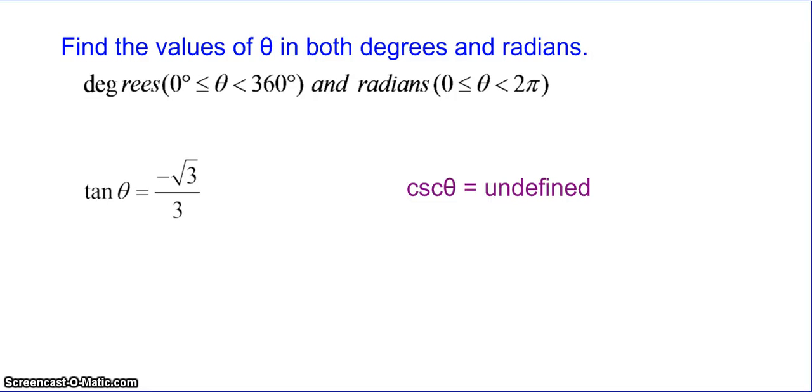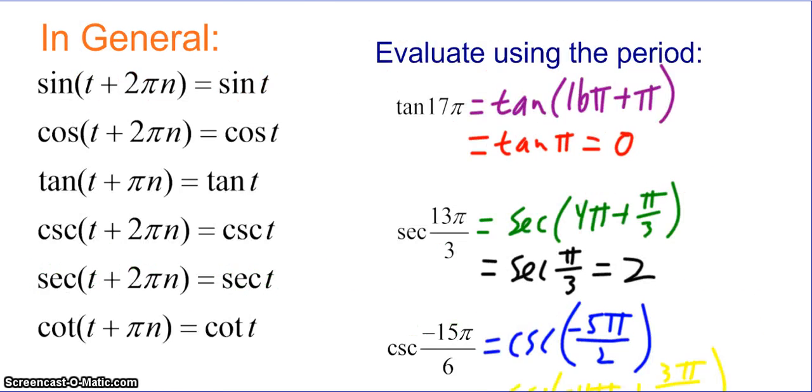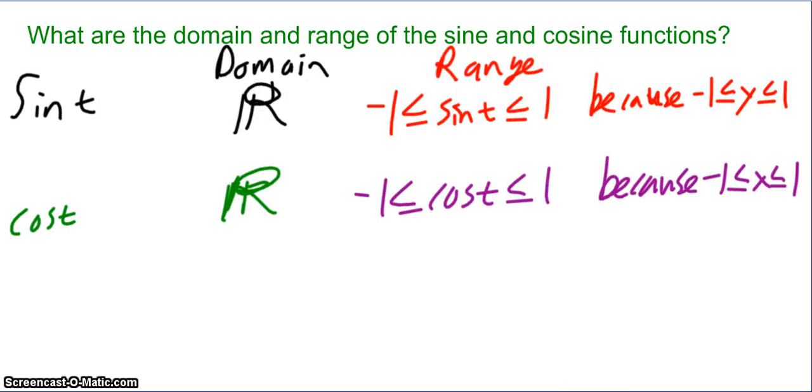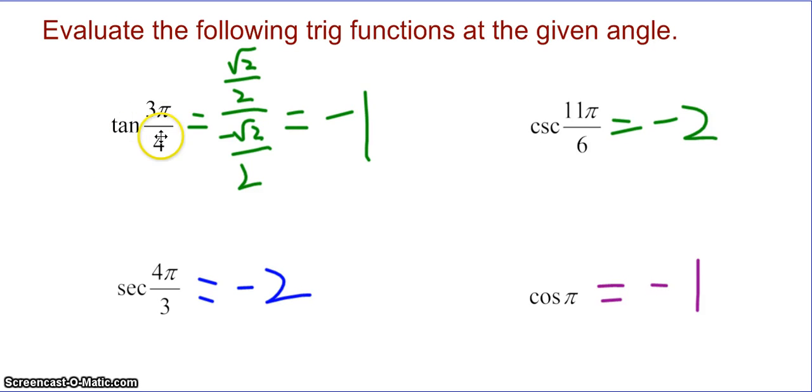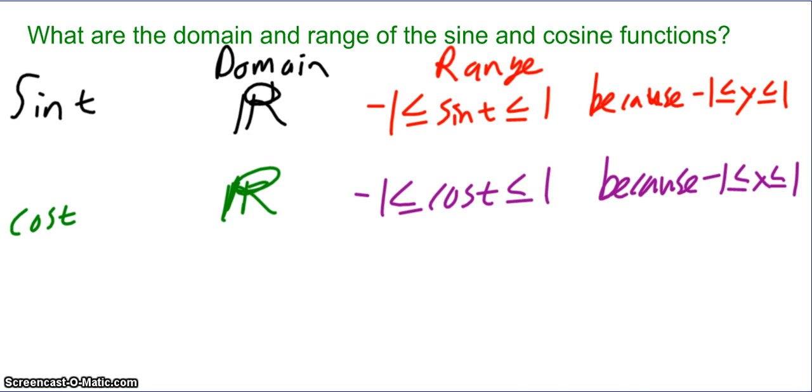Okay, last example here. So now I want you to try and find values for theta. This is the opposite of what we did a few slides ago, where I gave you an angle and I wanted you to come up with the value of the trig function at that angle. Now I'm giving you the value and I want you to find two angles. Or, well, in this case all of the answers are going to have two angles. They won't always have two angles.